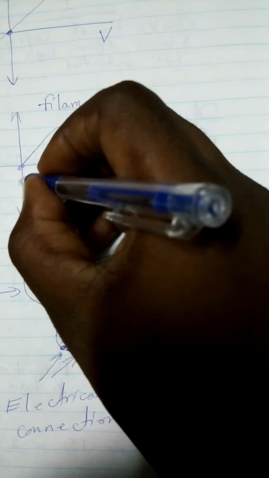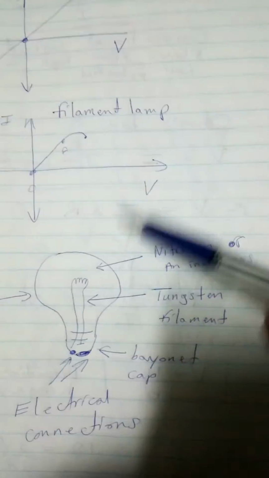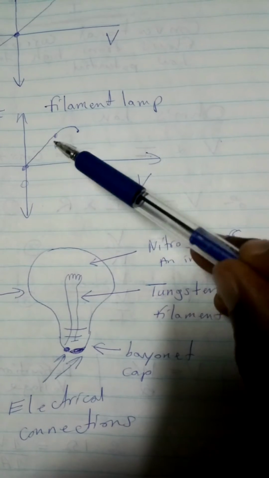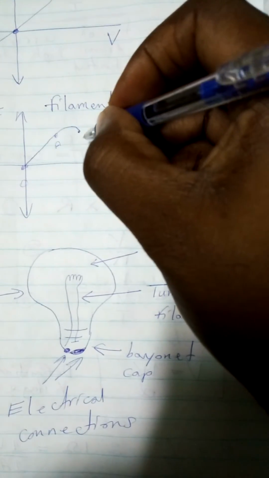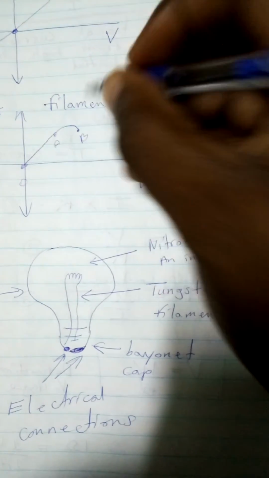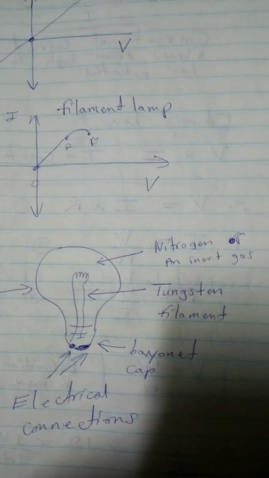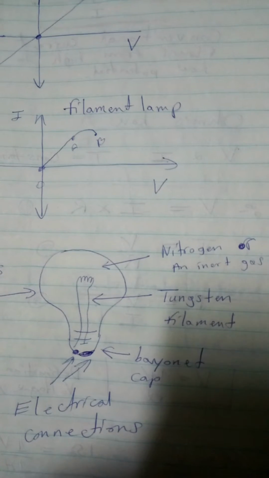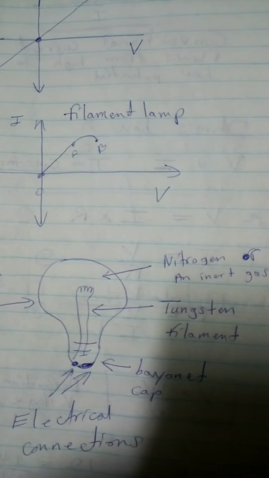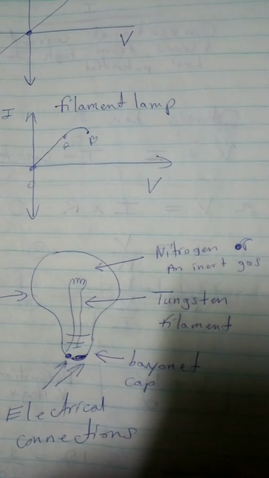Let's put some definite points to it. Between the points O and A, this part is ohmic, but between A and this point, let's call it B, between A and B is non-ohmic. Remember, ohmic means that you're obeying Ohm's law. Non-ohmic, you're not obeying Ohm's law. So if we're not obeying Ohm's law, it means that V is not proportional to I. Alright, so that's the concept so far.